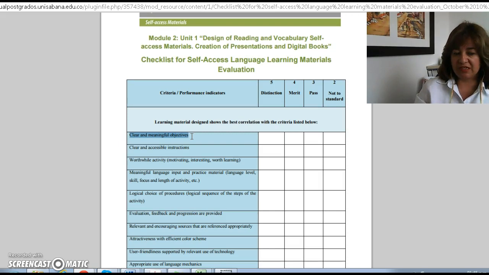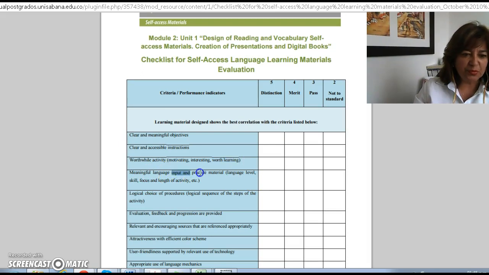So we have to create, if you remember, SMART goals. Goals that are actually achievable, goals that students can say at the end of the process, yes, I made it, I could do it, etc. Clear and accessible instructions. A worthwhile activity that is motivating, interesting, and more than that, worth learning. Remember, we are not designing this kind of material just for the sake of designing it. We are doing it because we want our students to learn.